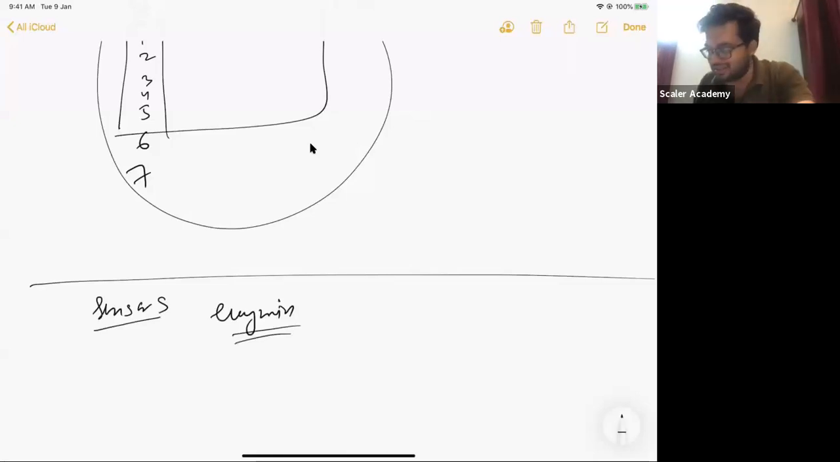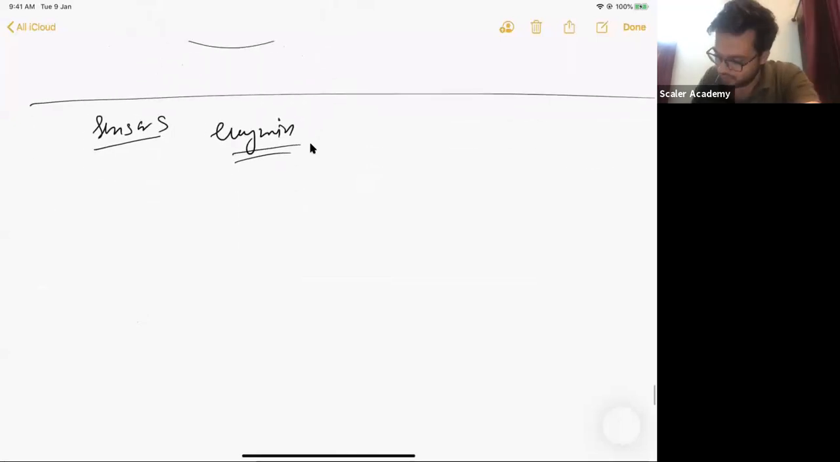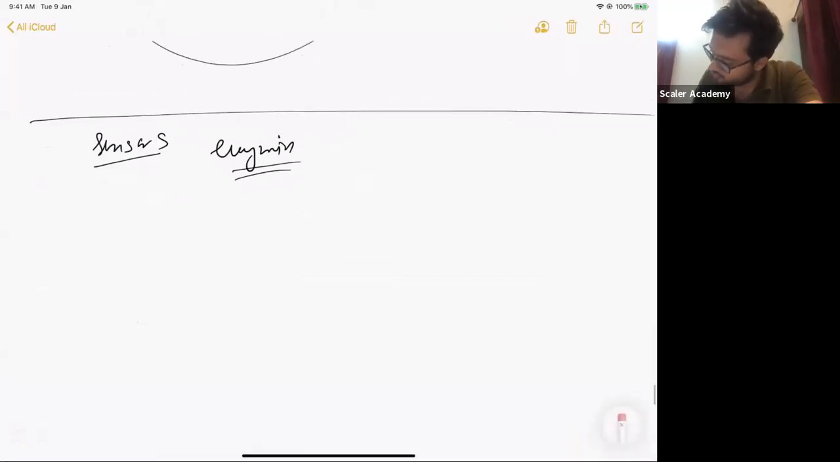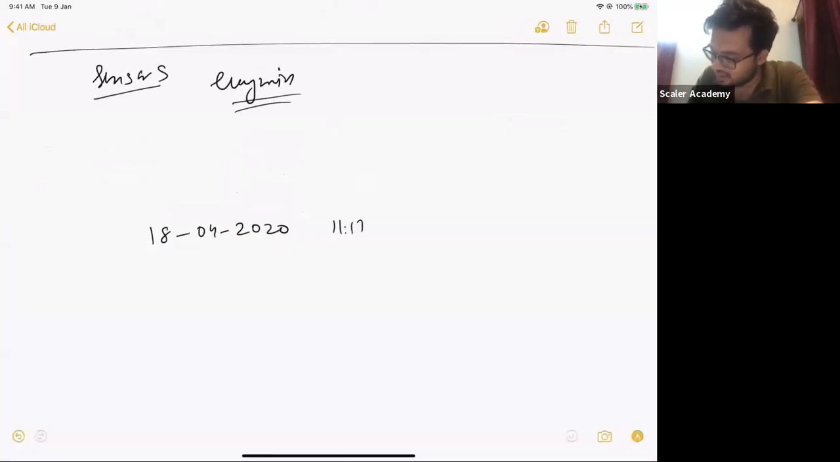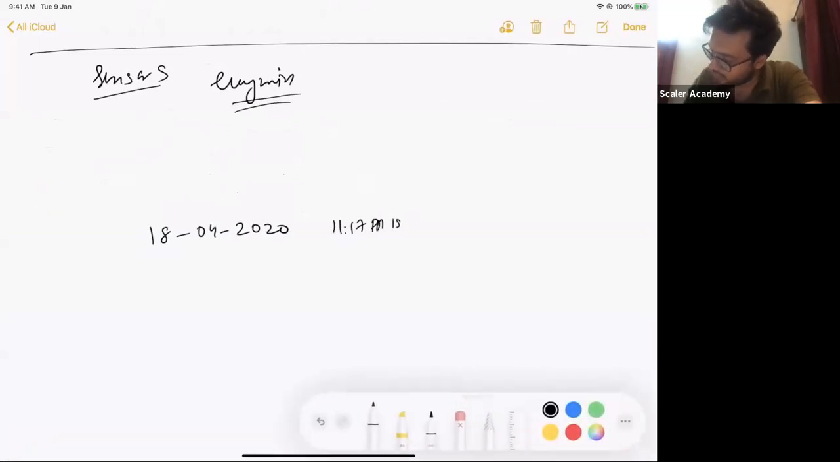Right. So let's say the data that they are sending is of this type. Let's say first of all they are sending the date. So what is the date today? The date is 18th. So let's say 18th April 2020. This is the date. The time is 11:17 p.m. IST. They sent this time. I wrote an extra I in IST. I don't know why. Right.